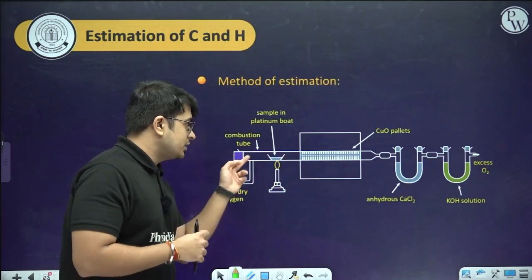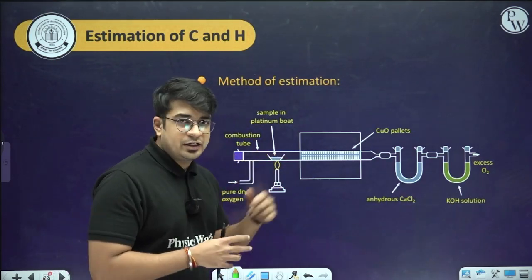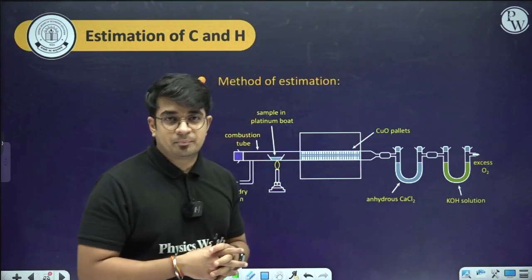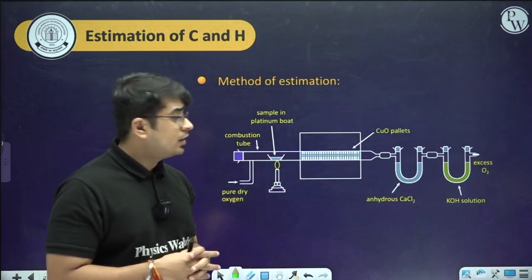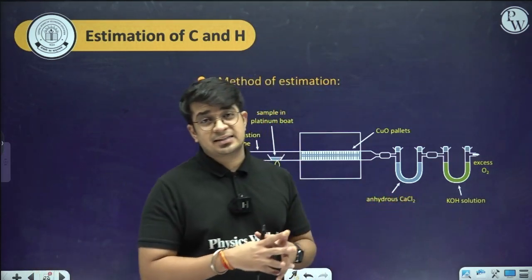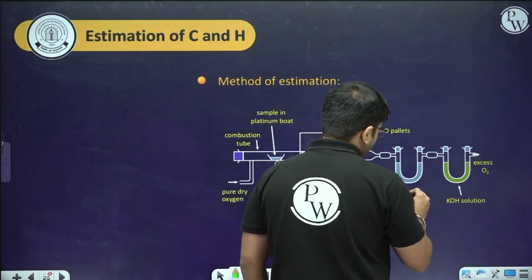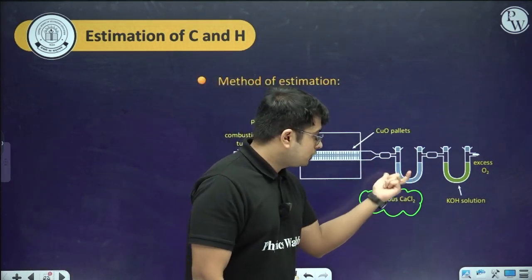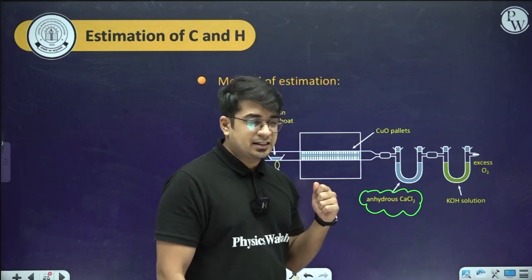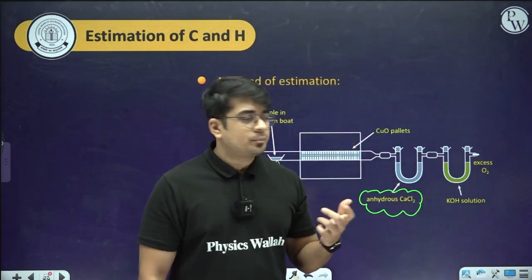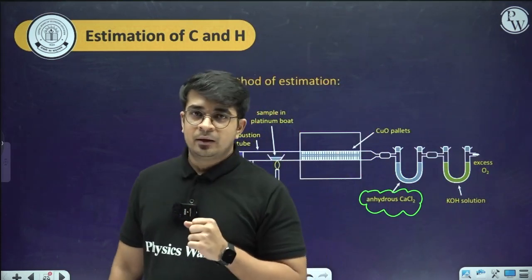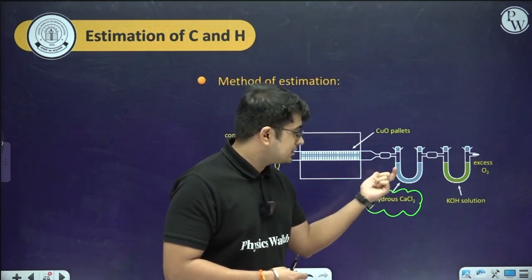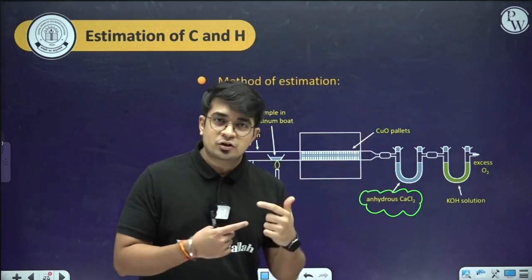In this heating condition, when the oxygen is provided, carbon is converted into CO2 and hydrogen is converted into H2O. It is passed through copper oxide pellets to settle down whatever impurities we have. The rest of the setup has anhydrous CaCl2, which has a tendency to capture water. So you can initially weigh this U-shaped tube containing only anhydrous CaCl2, and the next tube containing KOH solution. After the completion of the reaction, you again weigh the CaCl2 U-shaped tube, because the amount is going to change.